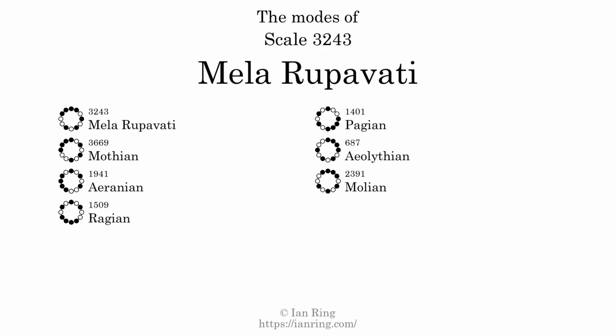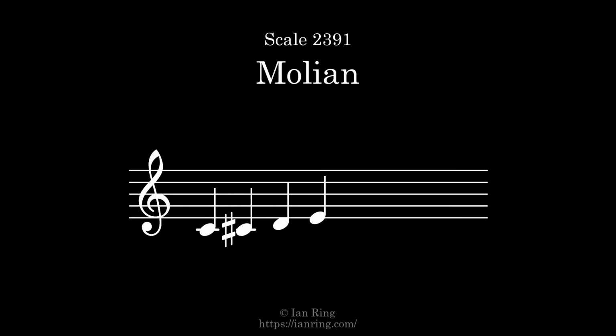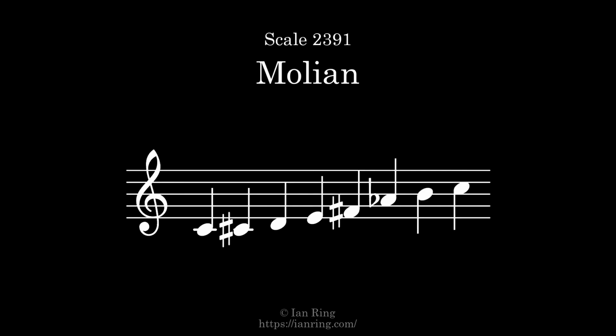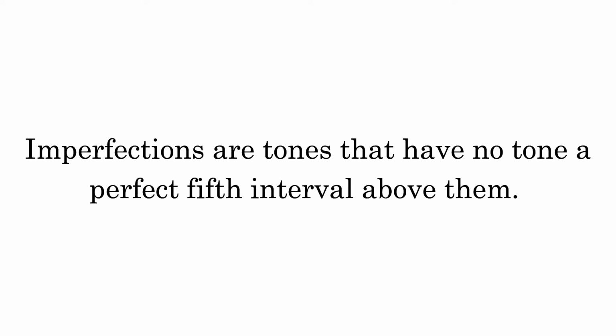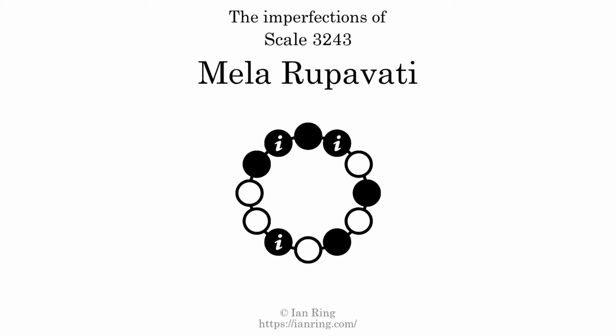The seventh and last mode is scale 2391, also known as Molian. It sounds like this. Imperfections are tones that have no tone a perfect fifth interval above them. This scale has 3 imperfections. They are at positions here, here, and here.